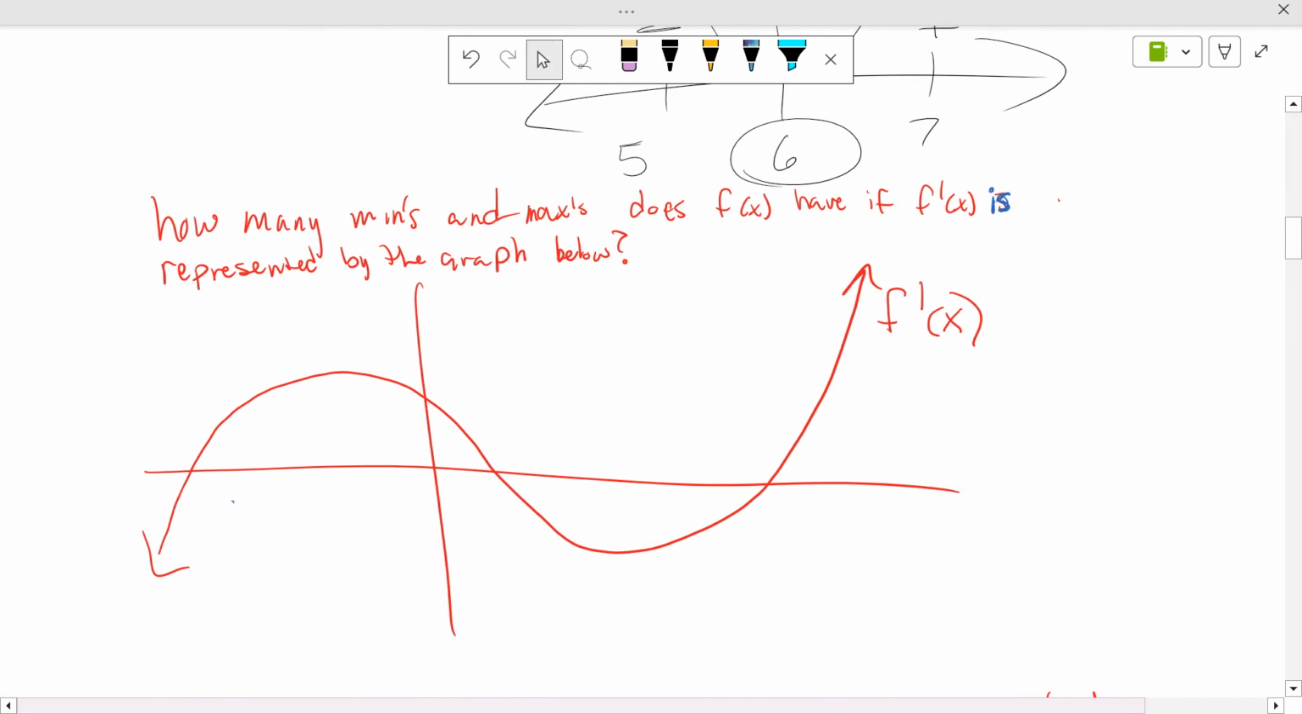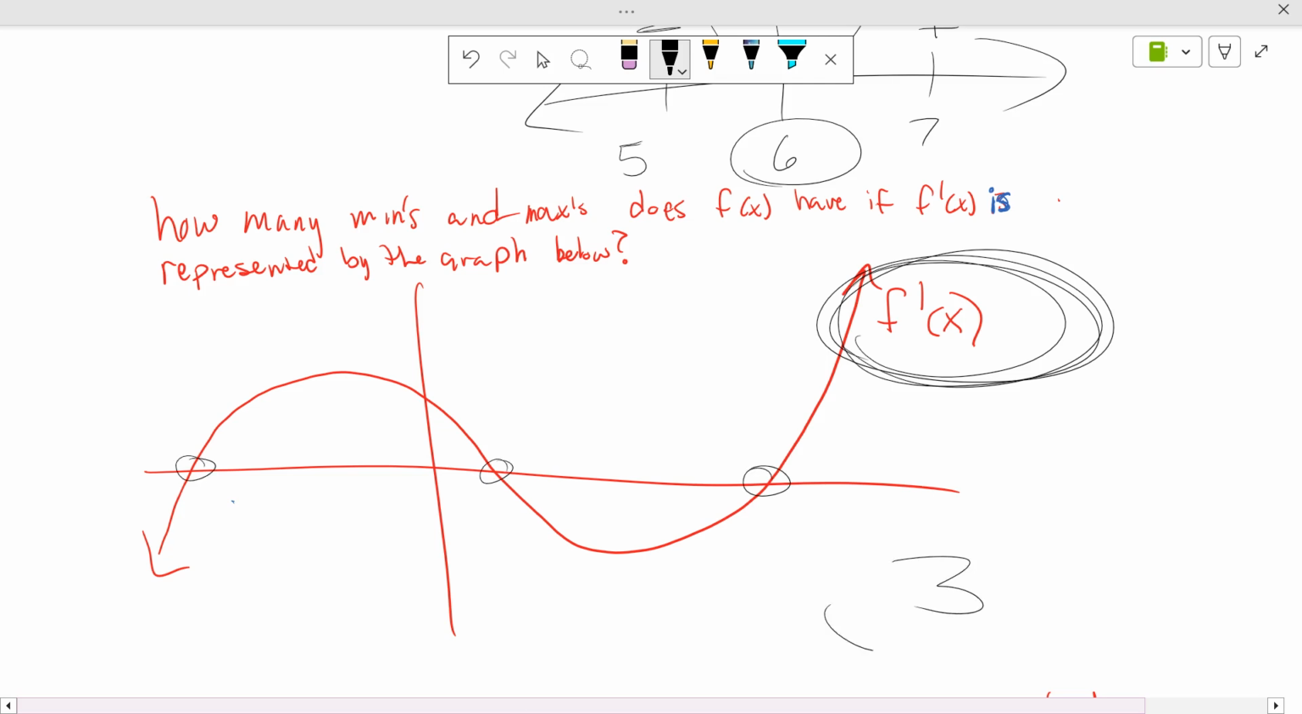If this is our first derivative, on this test you have to make sure that you see that some graphs are the first derivative, some graphs are the regular function. If this was a regular function, we could see mins and maxes. There's one min and one max, but this is the first derivative. So how can we tell how many mins and maxes there are? Wherever it crosses the x-axis is a min or a max. There are 3 mins and maxes there.